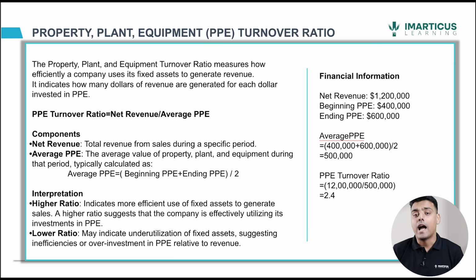So what does this mean? I am able to effectively utilize my property, plant and equipment to generate sales. A lower PPE ratio means that I am not utilizing my property, plant, equipment to the optimal extent and therefore I should probably consider better techniques.